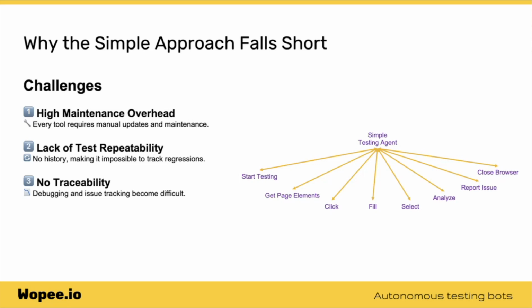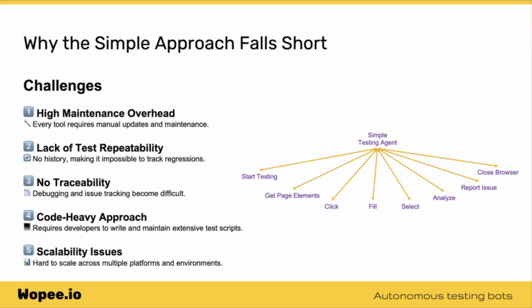I have not built in any special reporting. I could maybe use the HTML report from Playwright, but I'm not using a test runner there, or I could use Report Portal or anything similar. This is also a pretty code heavy approach. So some of you might feel like, okay, but I'm not a developer, I'm a tester. Even if I like test automation, this might be too heavy for me. And then scalability issues. So how I could start testing this across multiple platforms and environments and so on.